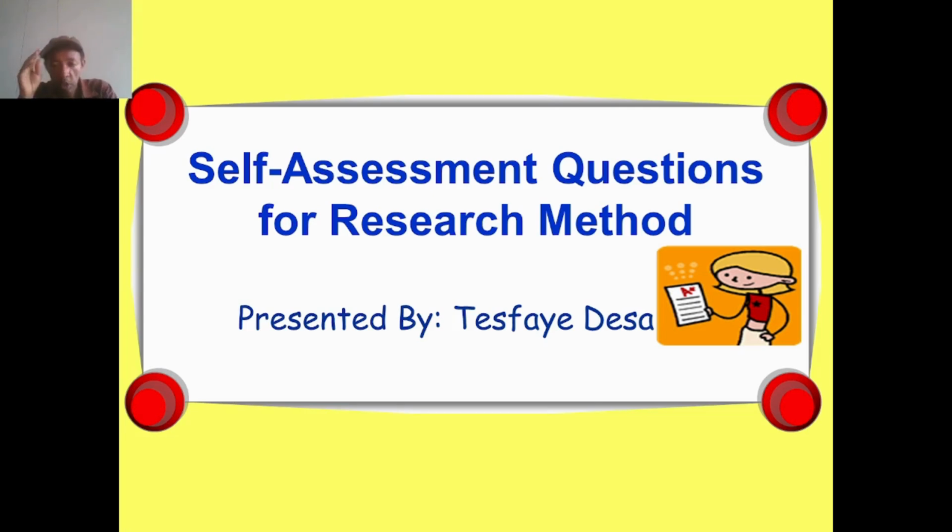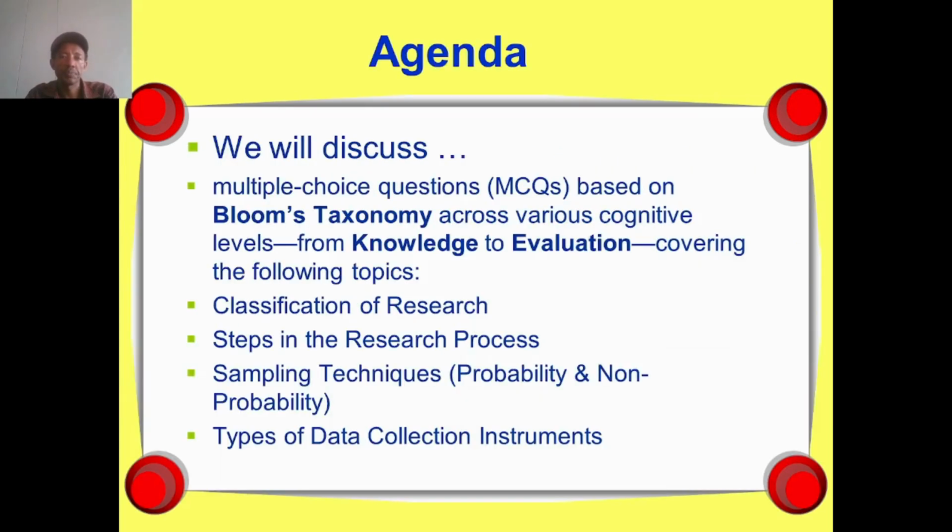Self-assessment questions for research method. These questions are developed based on Bloom's taxonomy: knowledge, comprehension, application, analysis, synthesis, evaluation. So this covers classification of research, steps in research process, sampling techniques, probability and non-probability sampling, and types of data collection instruments.